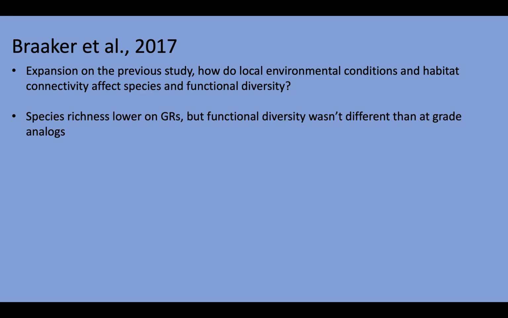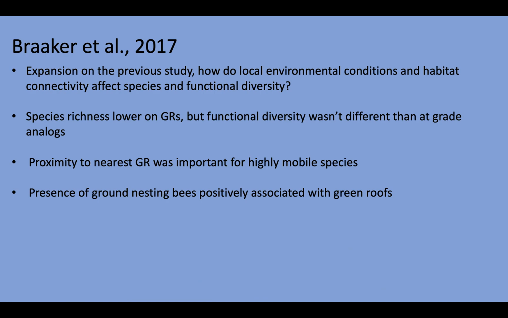And what they found was that although species richness was lower on those green roofs, so the total number of species was lower, the functional diversity didn't differ. They had an equal amount as the at-grade analogs, which is important to say because we know that those harsh habitats of those green roofs don't support as much life as the at-grade spaces, but they still have all of those functional characteristics of an at-grade environment. So they exist as their own ecosystems.